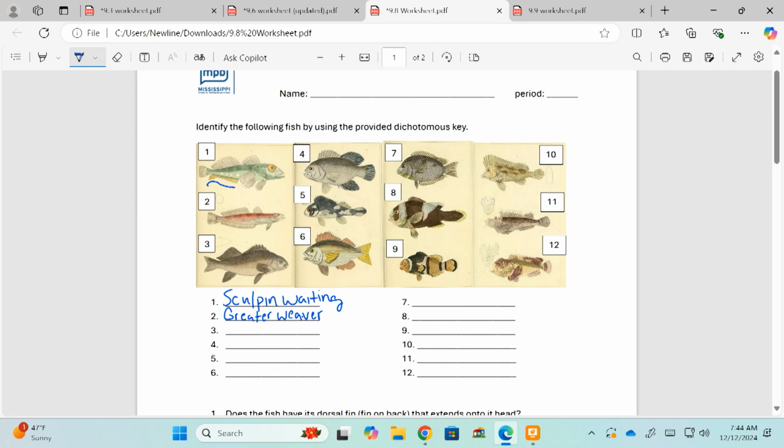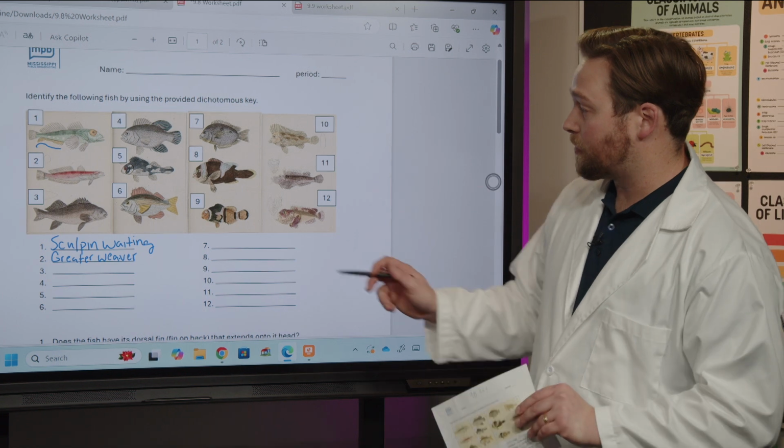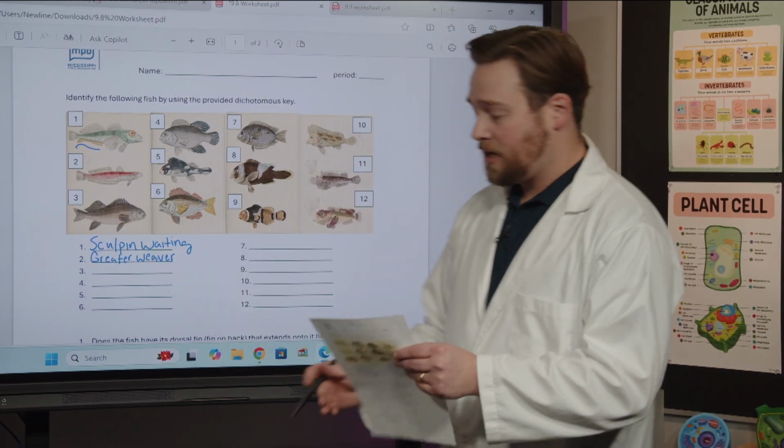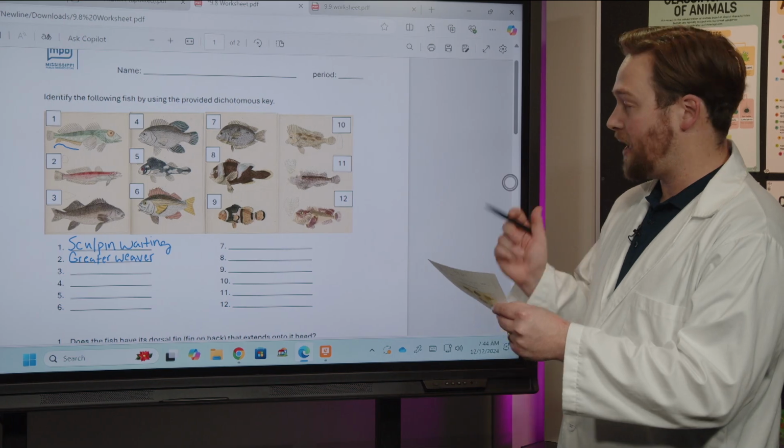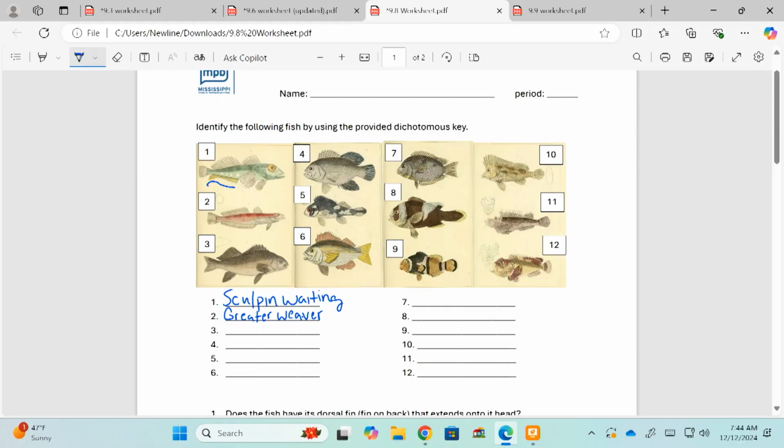All right, 6 says, is the fish orange and black? No. So it tells us to go to number 7. Is the fish yellow with red fins? No. Go to 8. Does the fish have 2 dorsal fins? Remember, the dorsal fins are the fins on the back. And this one does look like it has 2 dorsal fins. So we have identified this fish as a Cathala croaker.